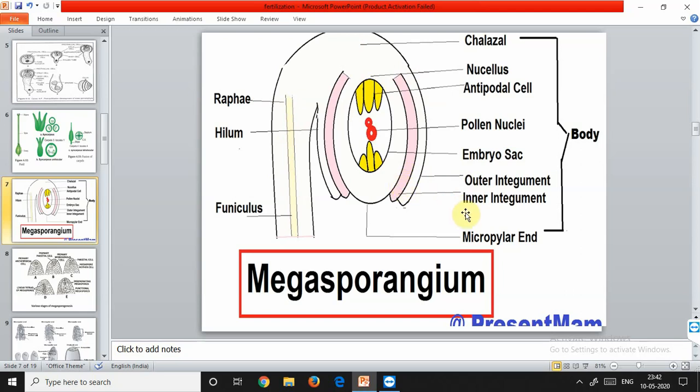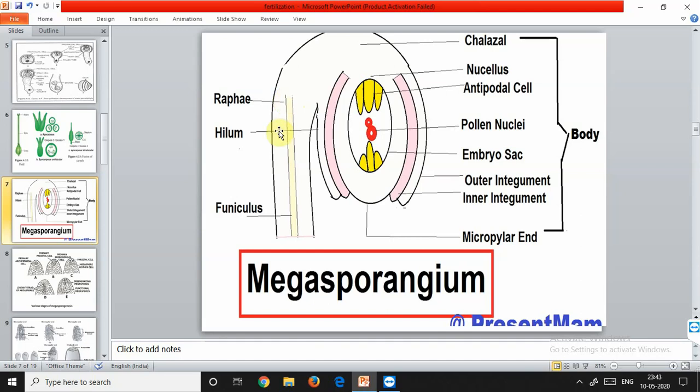In most ovules, the funicle is attached to the main body of the ovule for some distance to form a ridge-like structure called raphe. So this funiculus is sometimes attached to the main body for some distance, and this part of the funiculus which is attached to the main body of the ovule is called raphe. It is not present in every angiosperm. It is sometimes absent also.